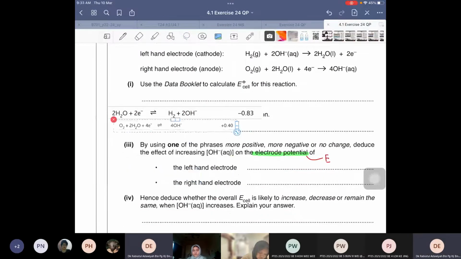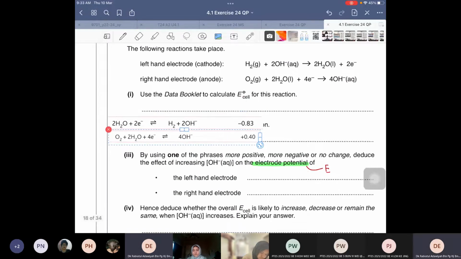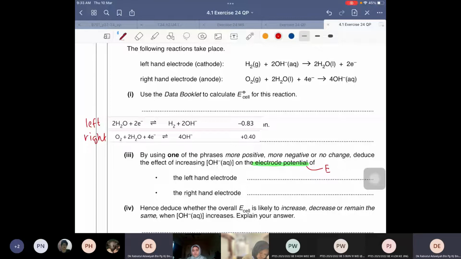Okay, so the first, this is our left hand electrode and this is our right hand electrode. So first we want to look at the left hand electrode first. What effect does it have on the E note values? So these are your E note values when you increase OH minus.